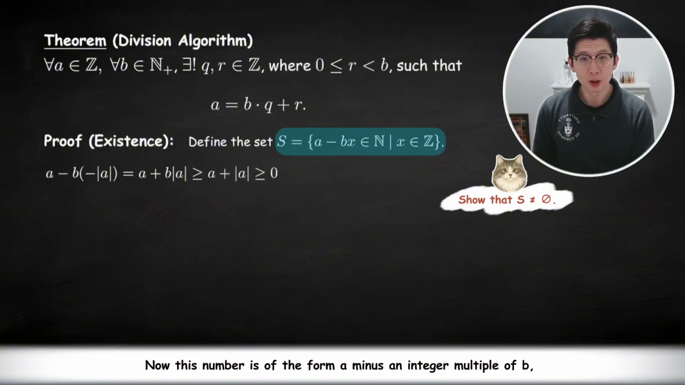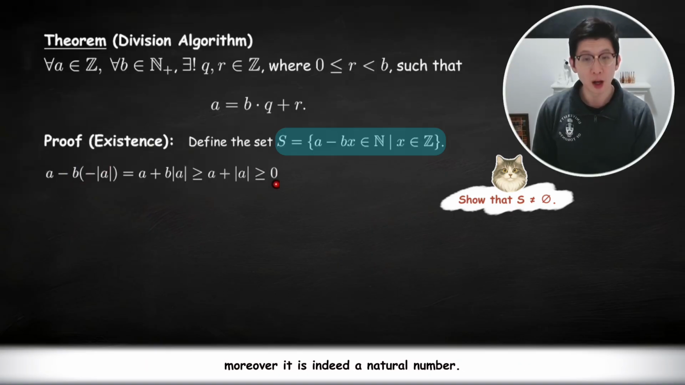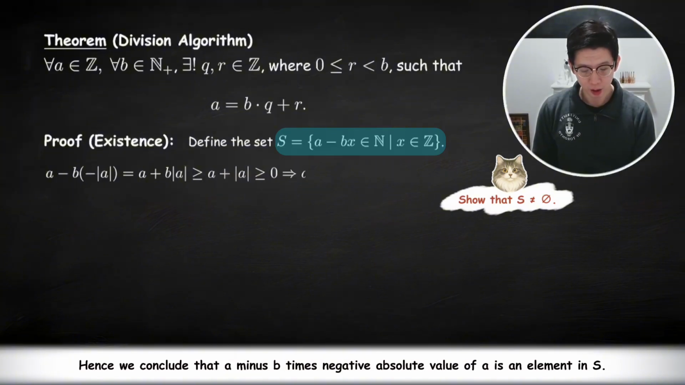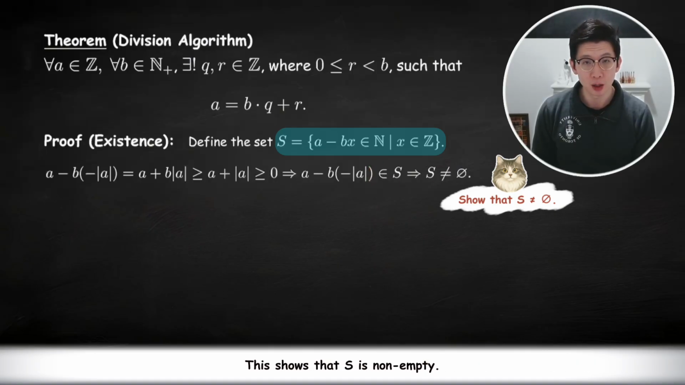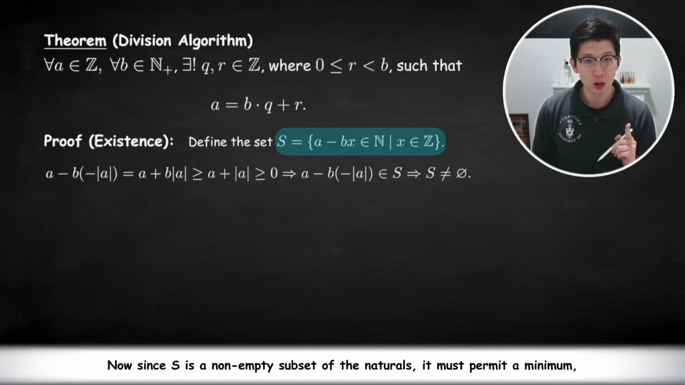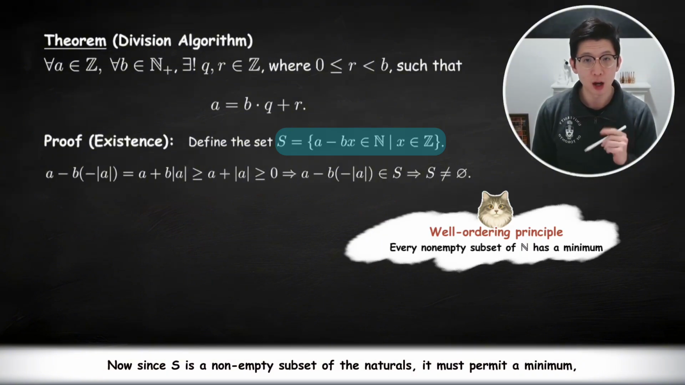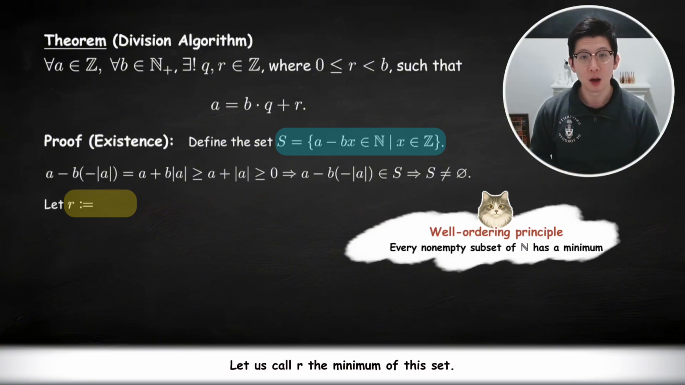And now, this number is of the form A minus an integer multiple of B. Moreover, it is indeed a natural number. Hence, we conclude that A minus B times negative absolute value of A is an element in S. This shows that S is non-empty. Now, since S is a non-empty subset of the naturals, it must permit a minimum. Let us call R the minimum of this set.